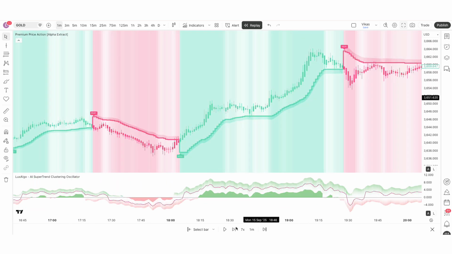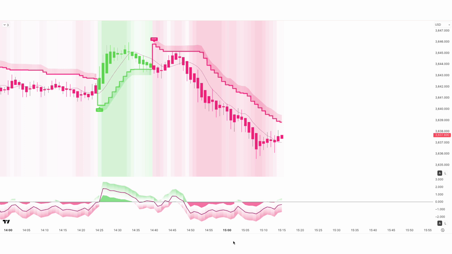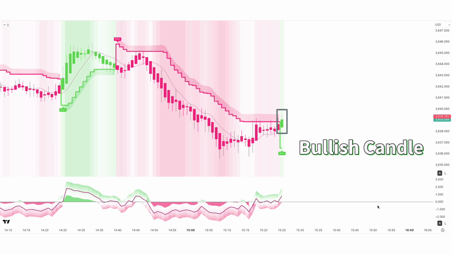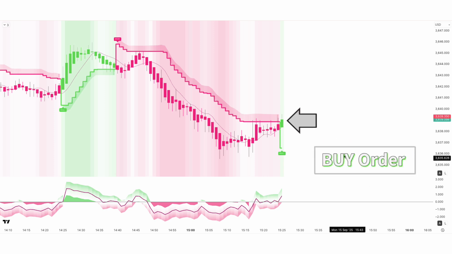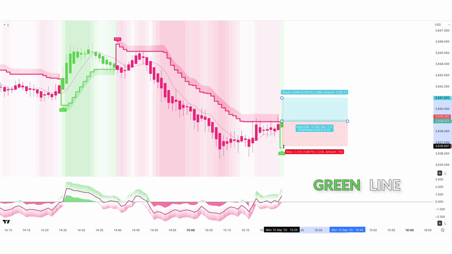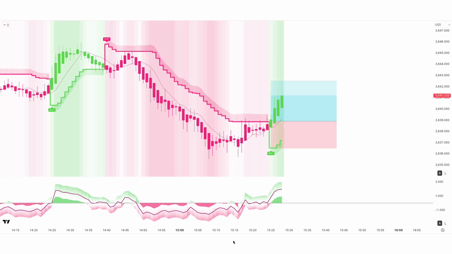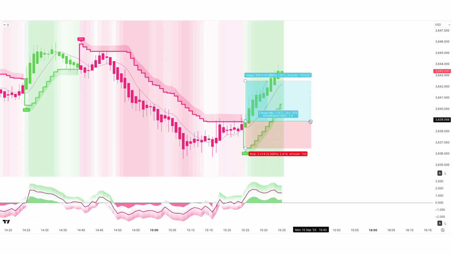Now our setup is ready. Let's see how we use these trading setups. When the Premium Price Action arrow of this indicator is a buy signal, the maroon line of the AI Super Trend should be above the 0 line, and the market forms a bullish candle. If this condition is fulfilled, then we will place a buy order. Our stop loss is to be placed at the green line, and the risk to reward ratio will be 1 is to 1.5. The market has completely hit the target.